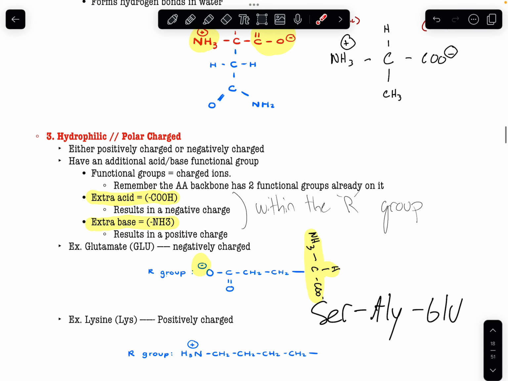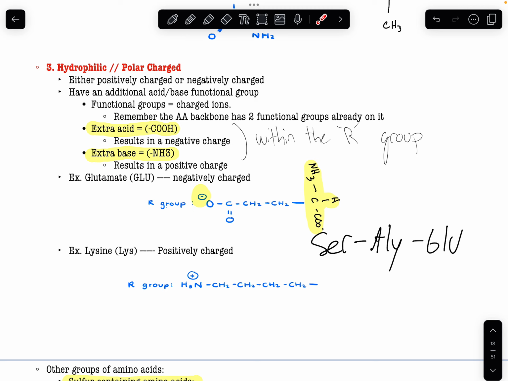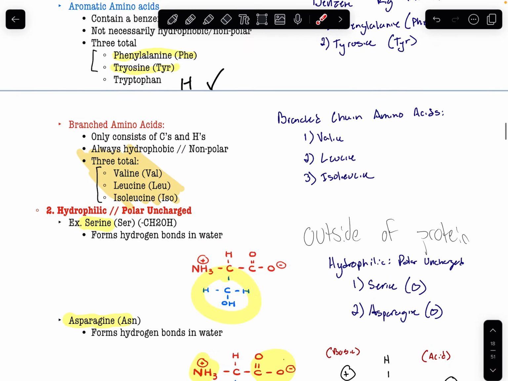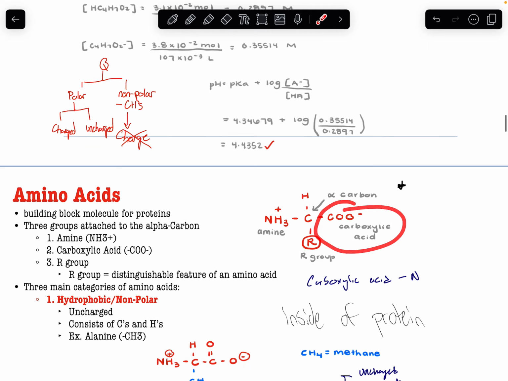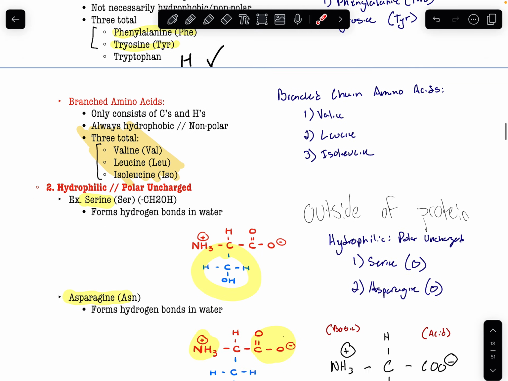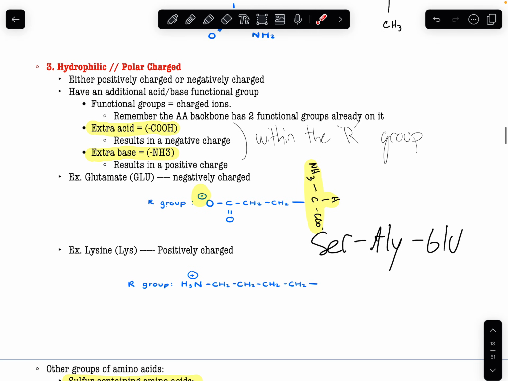So now we're moving on to hydrophilic polar charged. This is where it starts to get a little fun. When it's talking about polar charged, we're pertaining specifically to our R group. And remember when I was talking up here about how the amine had a positive charge, carboxylic acid had a negative charge, they cancel each other out. So this charge is mainly coming from the R group.